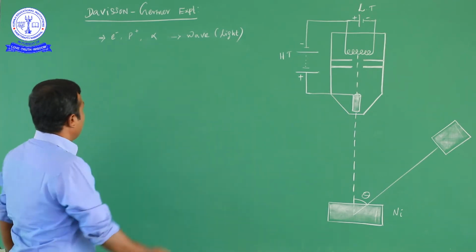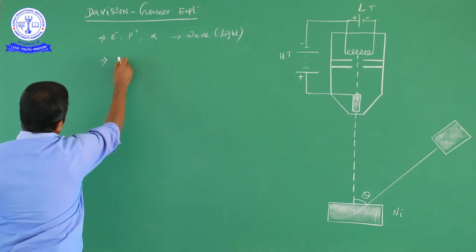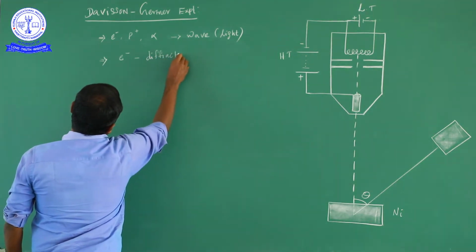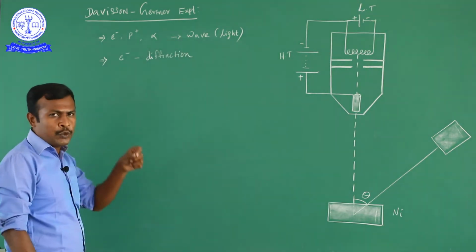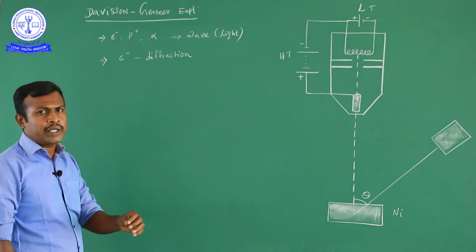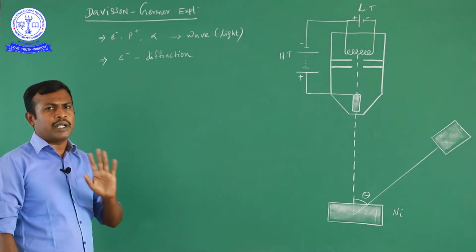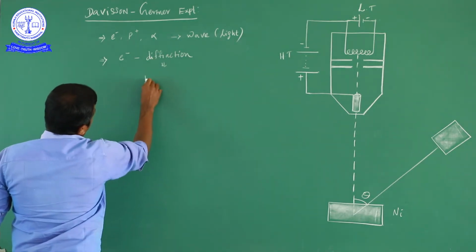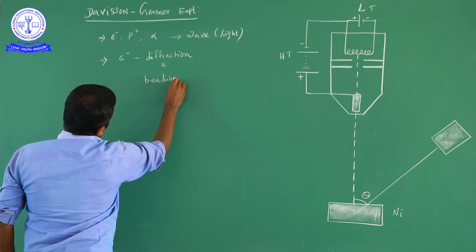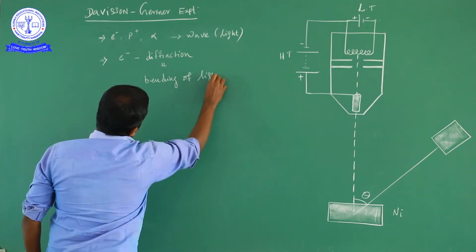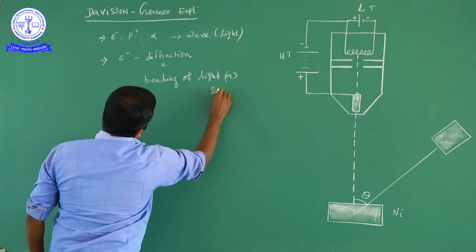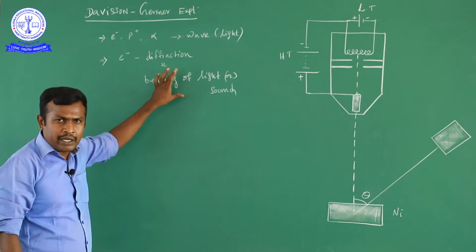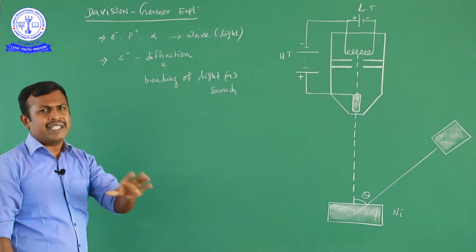Here the major concept is that when electrons are illuminated by crystals, they undergo diffraction. First of all, let us know about diffraction. What is meant by diffraction? Diffraction is nothing but the bending of light or sound when hitting on the edge of an obstacle.